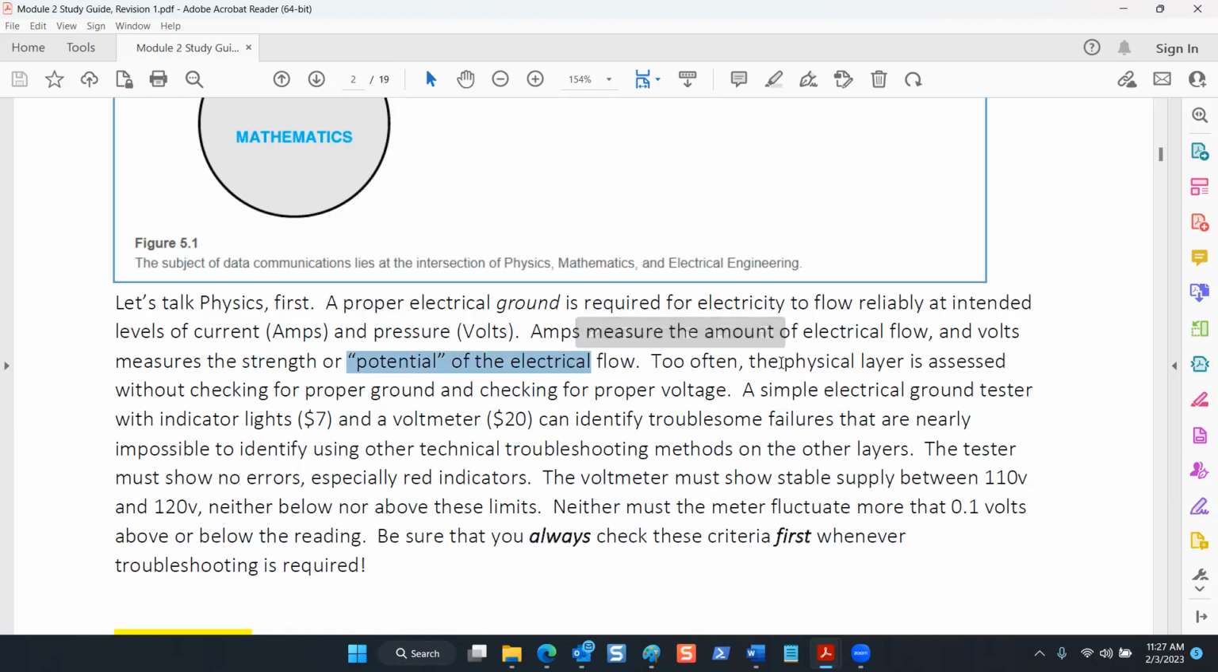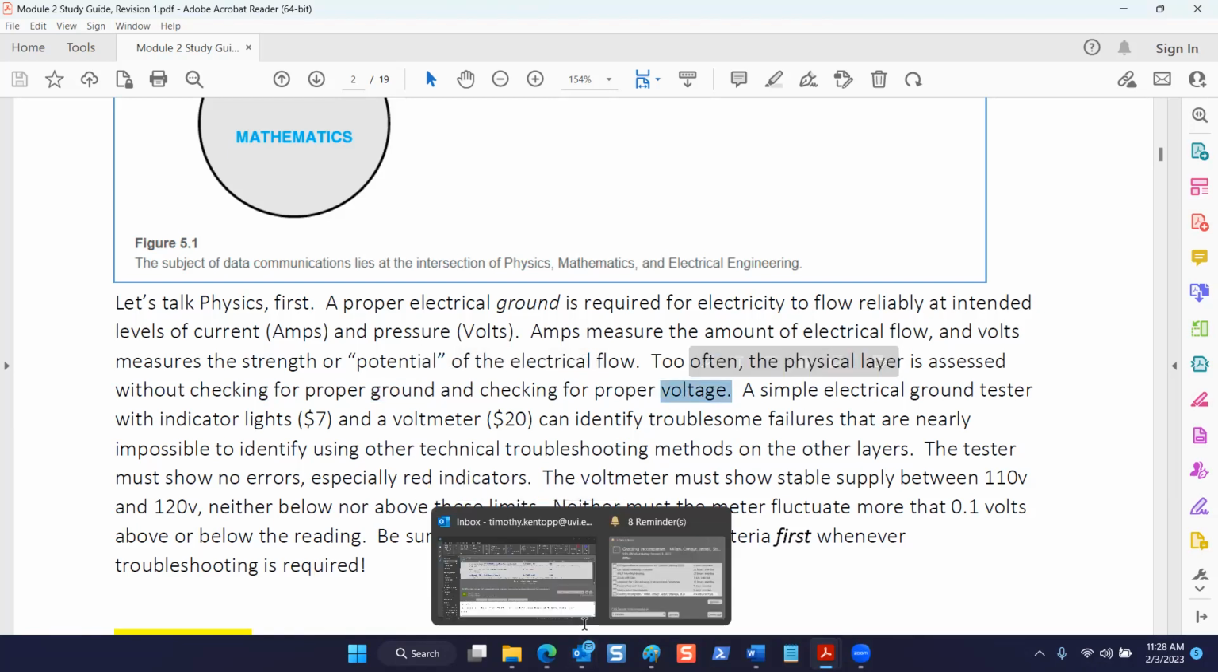Too often, the physical layer is assessed without checking the proper ground and checking for proper voltage. So if you don't have a ground, the flow can't complete. It's like the water cycle where you have rain, and then you have streams on a mountain, and then you have rivers, and then you have the ocean, and then you have the sun evaporating the ocean, then you have the clouds, and then the clouds rain again. It's a water cycle. If you don't have a ground, the flow cannot happen properly. Also, if you don't have the right amount of voltage, the flow cannot happen properly.